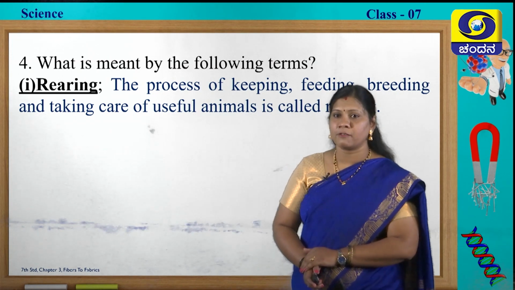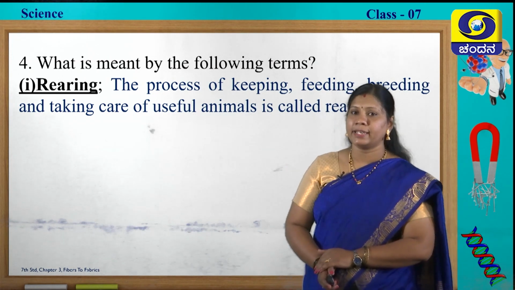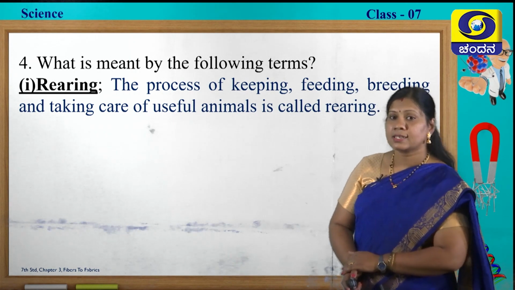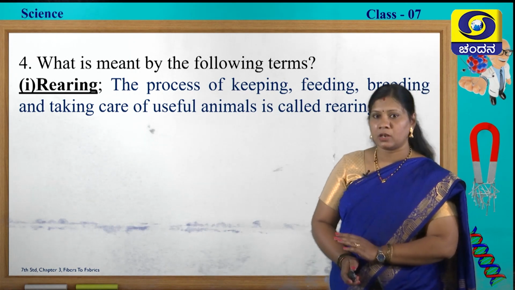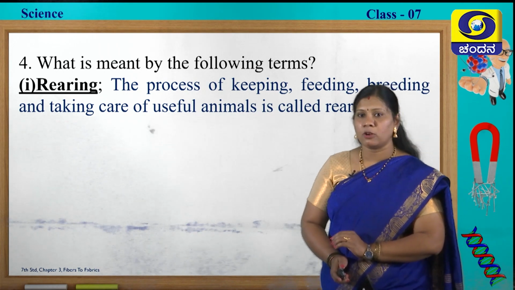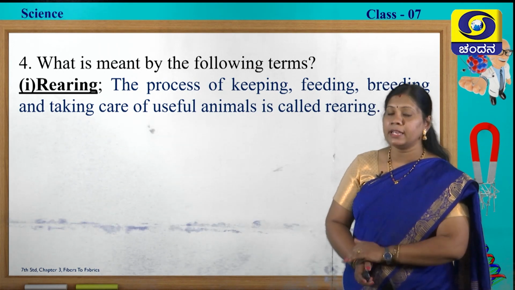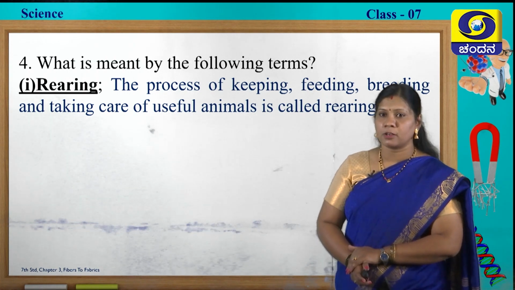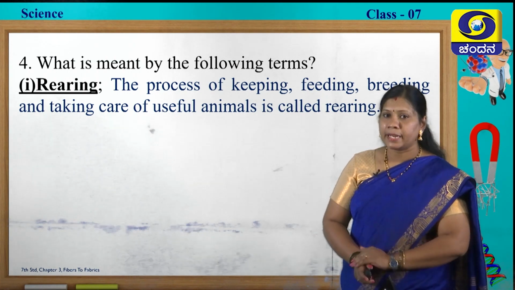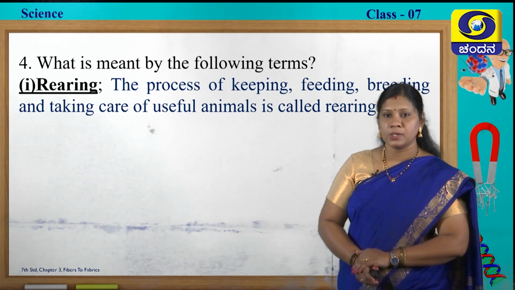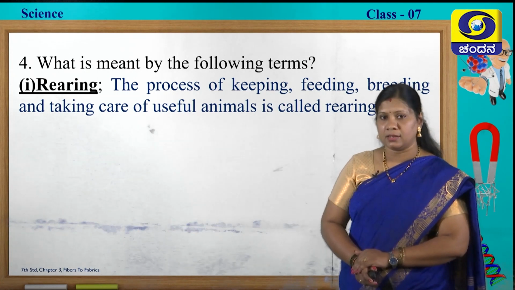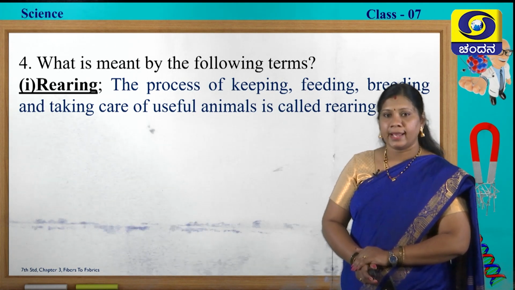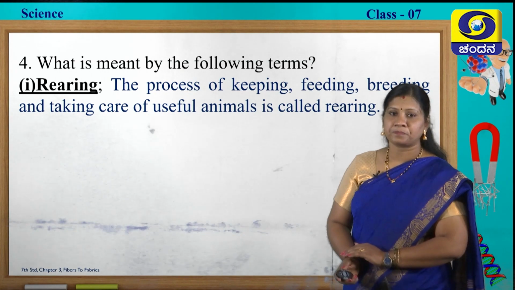What is meant by the following terms? Rearing. The process of keeping, feeding, breeding and taking care of useful animals is called rearing. It is not only related to silkworm or caterpillar. Rearing can be of any animals. That is why it has a standard definition that rearing is the process of keeping, feeding, breeding and taking care of useful animals. Please note down, students, these are your important exercise activities.